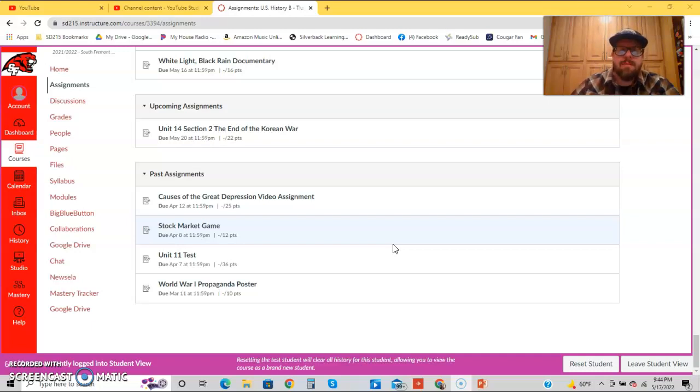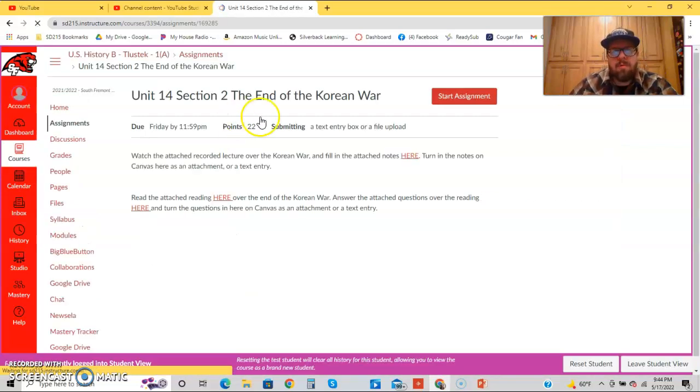Last time I did this, some of you guys had some trouble knowing how to attach two documents and turning them in. So I wanted to show you guys how to do that real quick. This is the assignment we're going to do here with the cursor on it, Unit 14, Section 2, the end of the Korean War. So click on it as you normally would.